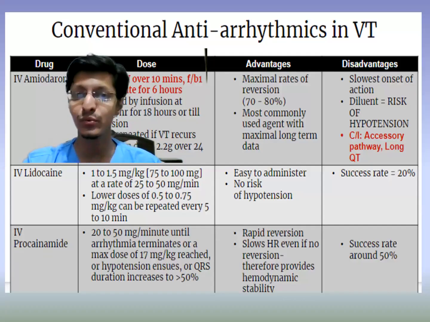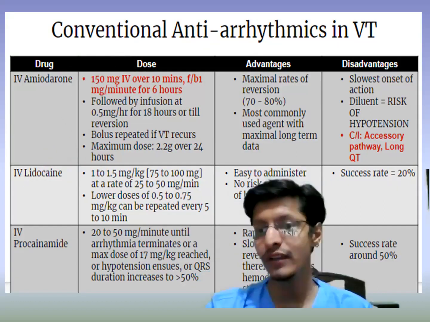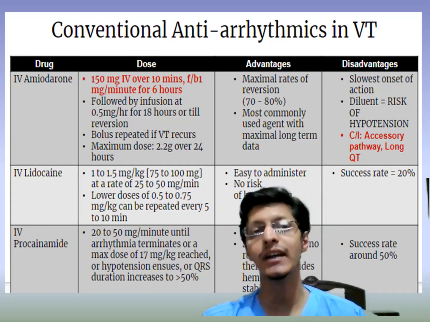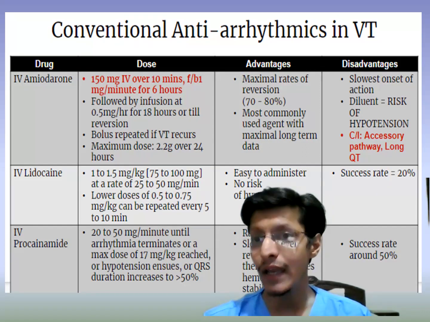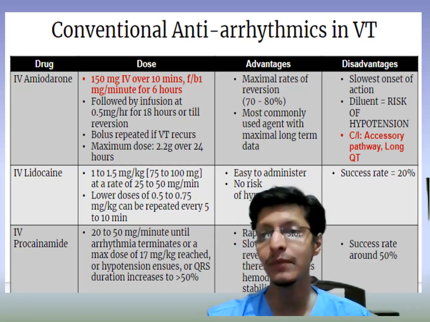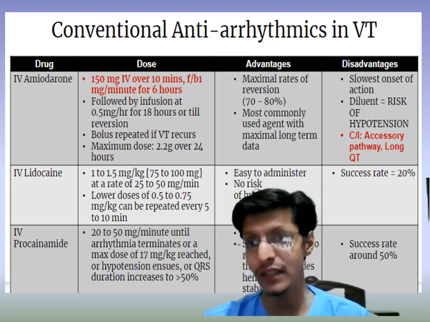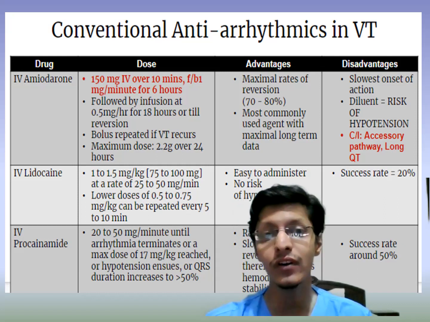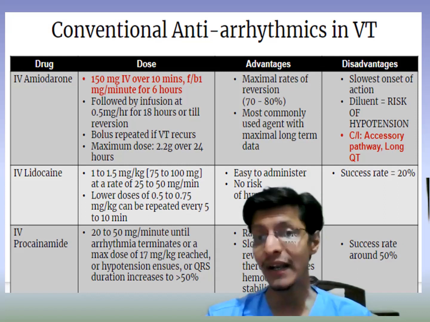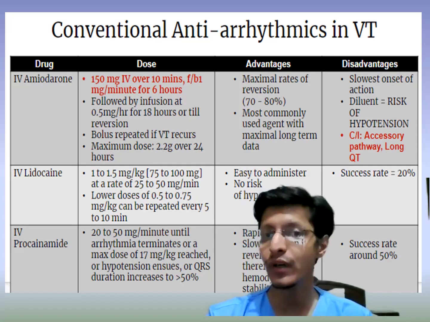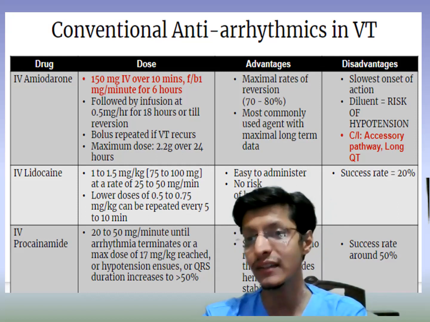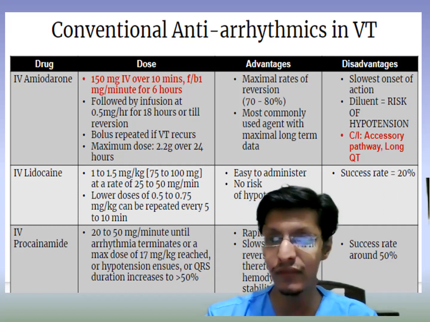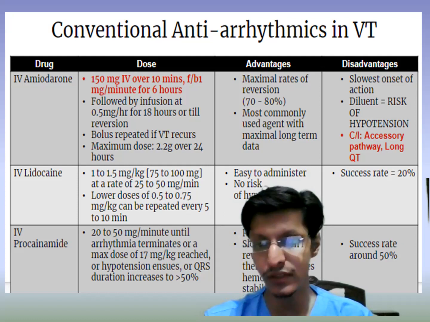Now, this is very important because the dose is usually forgotten, and that is havoc if you forget a dose in an emergency. So amiodarone, always remember 15 mg per minute for the first 10 minutes, that makes it 150 mg over 10 minutes IV, followed by 1 mg per minute for 6 hours, and then 0.5 mg per minute for the next 18 hours till reversion. Maximum dose is 2.2 gram over 24 hours. Fine. And it has a slow onset of action, and the patient is at risk of hypotension. That is why we do not give amiodarone in unstable patients.